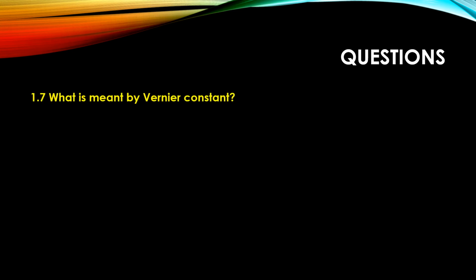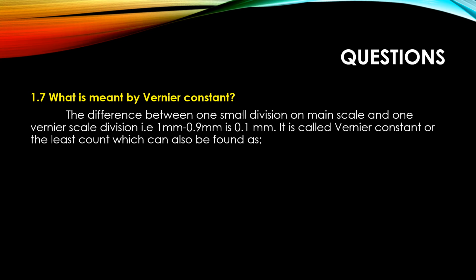Question number 1.7. What is meant by Vernier constant? The difference between one small division on the main scale and one Vernier scale division, that is 1 millimeter minus 0.9 millimeter, is 0.1 millimeter. That is the Vernier constant.